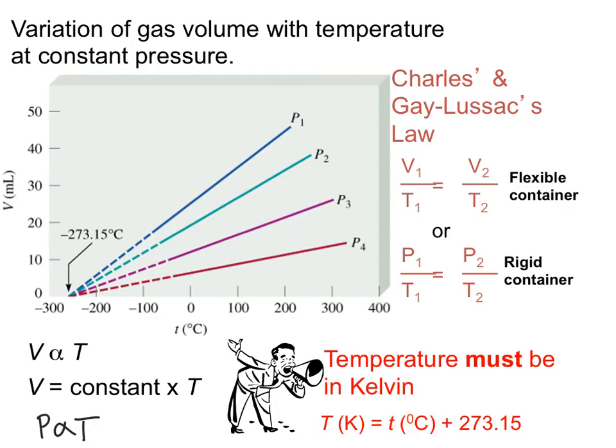We're going to go ahead and look at Charles's and Guy-Lussac's laws. With both of these laws, what we need to understand is that temperature is directly proportional to either volume or pressure. Now, when we have a gas in a container, we're either going to have it in a flexible container or a rigid container. In the context of the flexible container, we're going to be using Charles's law. What I mean by a flexible container is that the container can expand or contract.